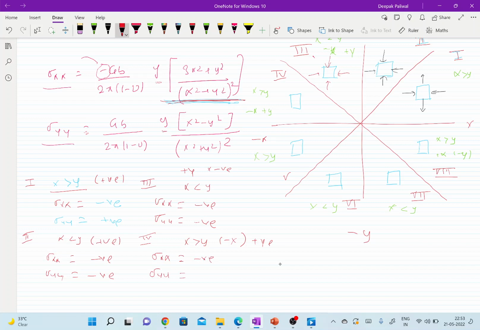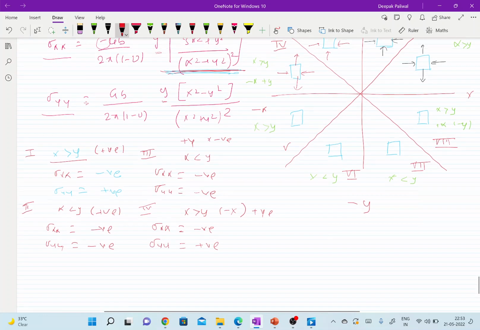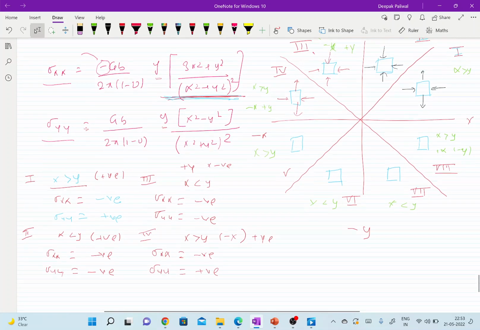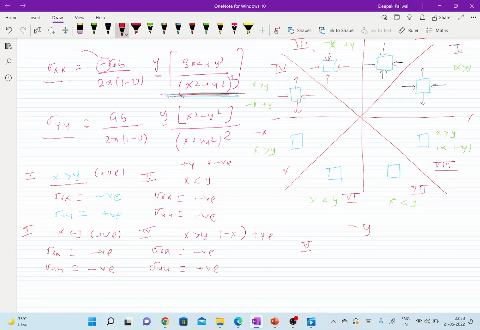But in case of sigma yy, now you can observe x is greater than y, that means whatever happens, this term becomes positive only, so this becomes negative, and this becomes positive. Okay, now come to the fifth coordinate. Let me write this here only.